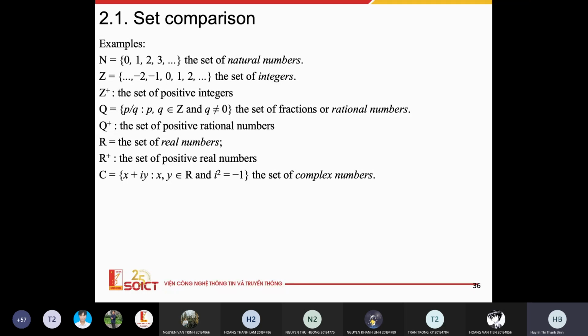The first one is the natural numbers. The second one is the set of integers. The fourth one is the rational numbers. And the complex numbers.